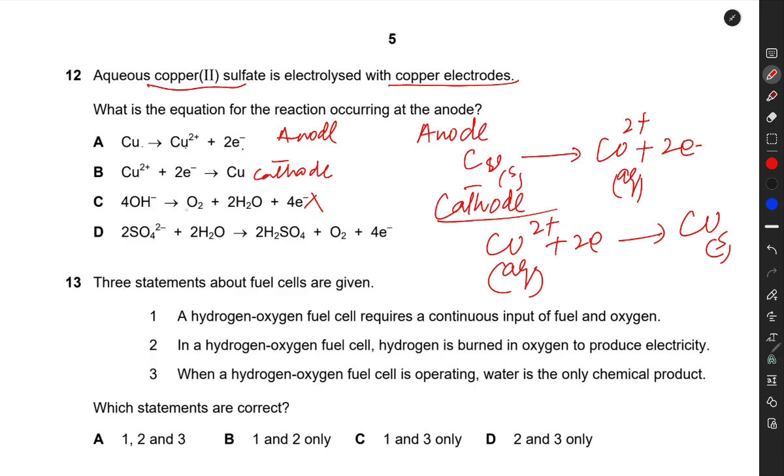4 OH ion, this is incorrect. Sulfate ions never ever discharge at the anode or cathode, so that's why it is incorrect. A option is the correct option.